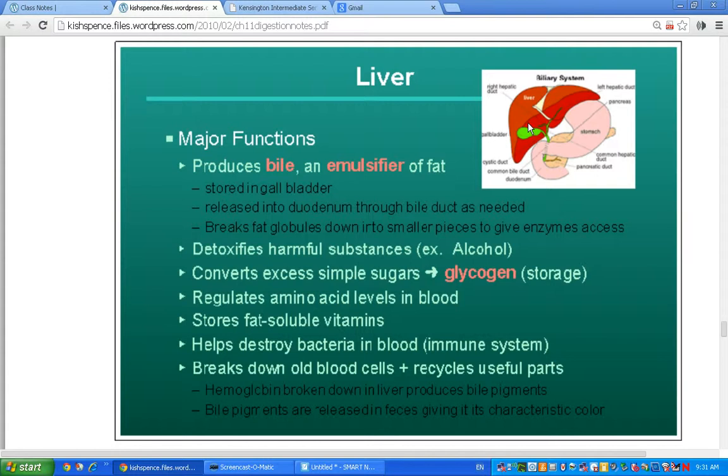The liver has a number of functions. In terms of digestion, its job is to produce bile. Okay? And bile is what we call an emulsifier of fat. So it is produced in the liver. It's stored in the gallbladder. The gallbladder doesn't produce it, but it's like a storage sac.